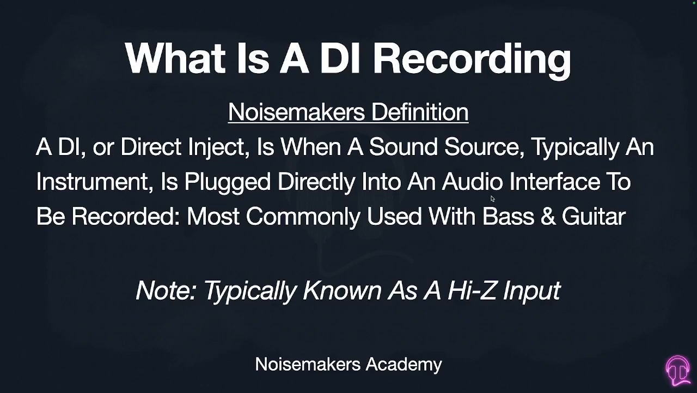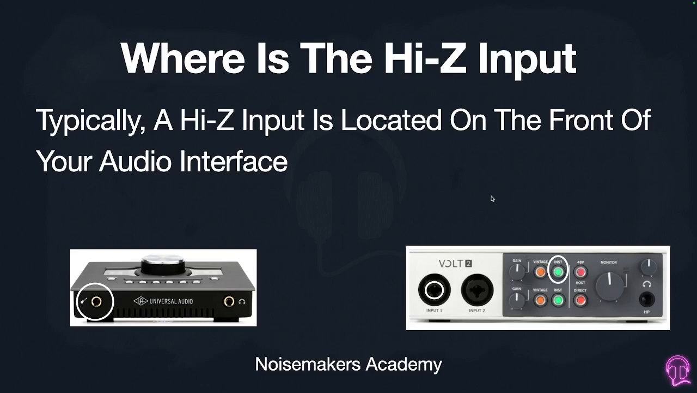Well, a DI or a direct inject is when a sound source, typically an instrument, is plugged in directly into an audio interface to be recorded, most commonly used with bass and guitar. Note, this is typically known as a high Z input. Okay, so where is the high Z input?